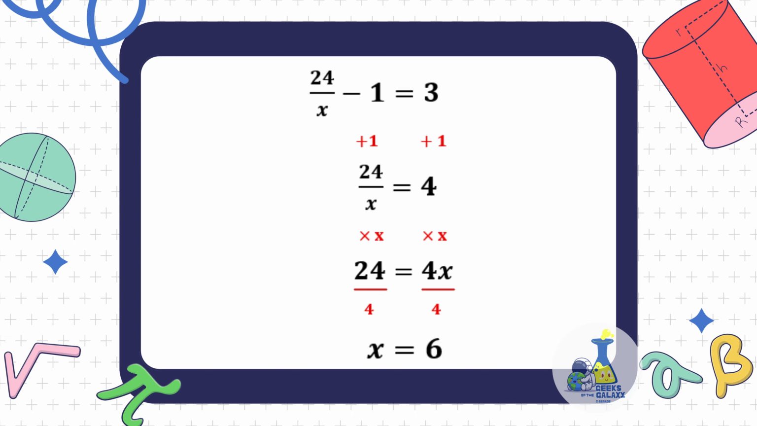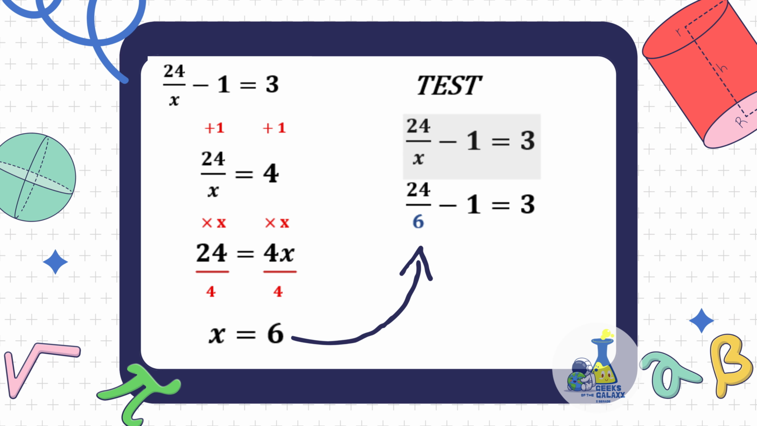Finally, we can get x alone by dividing with 4 on both sides of the equal sign, giving us an answer of 6. We substitute 6 back into the initial equation to test our answer. 24 divided by 6 is 4, minus 1 is 3, and because both sides of the equal sign are the same, we know that our answer was correct.